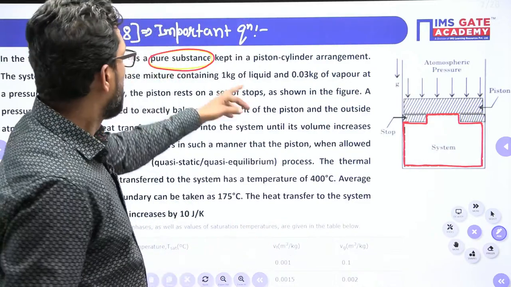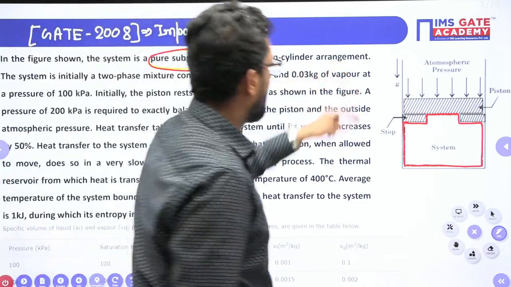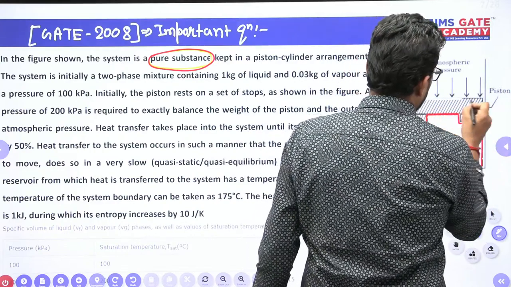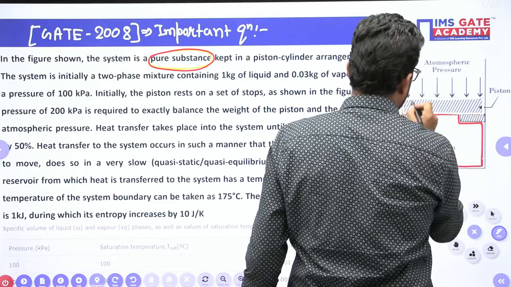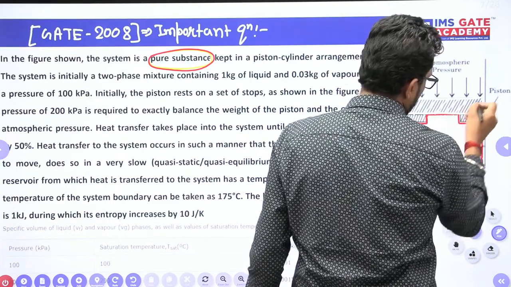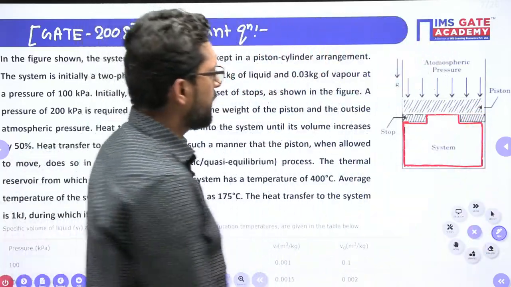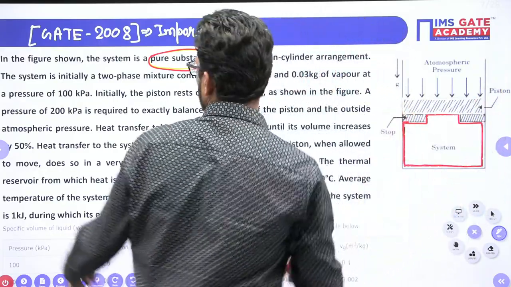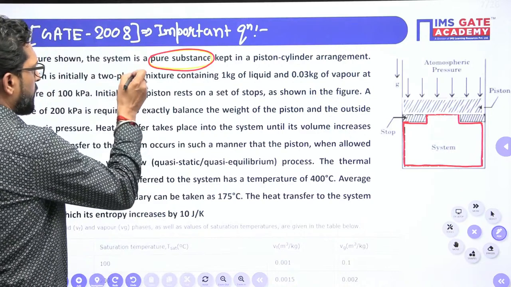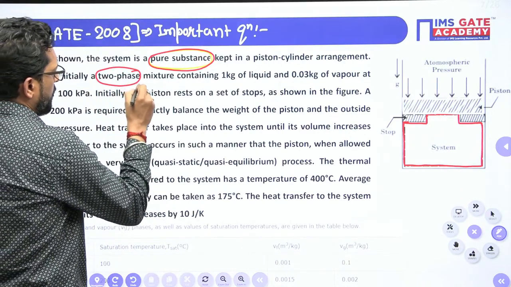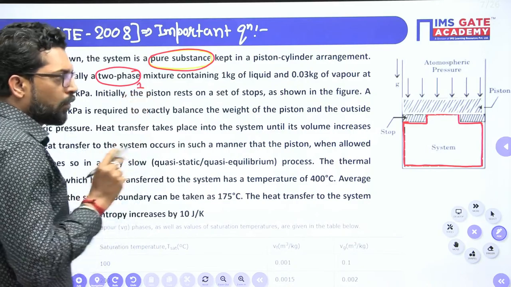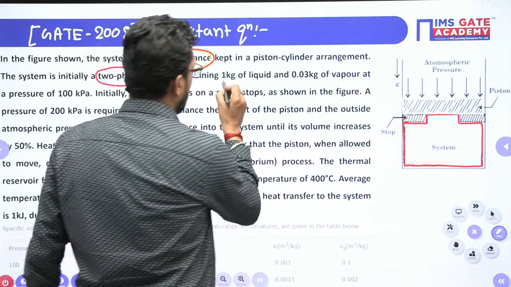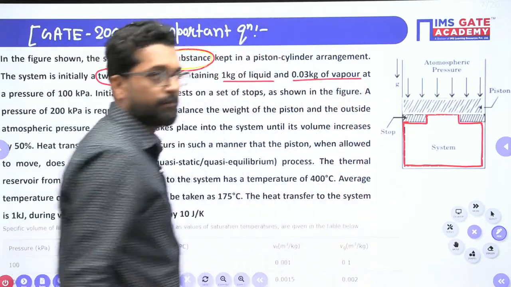Okay, beta. Now, it is kept in a piston cylinder arrangement. So this is your piston and this is your cylinder. This red color is the cylinder. Now, the system is initially two phase, very important. That means at the initial position, one, there is a two phase system. That means it is a mixture of 1 kg liquid and 0.3 kg of vapor.